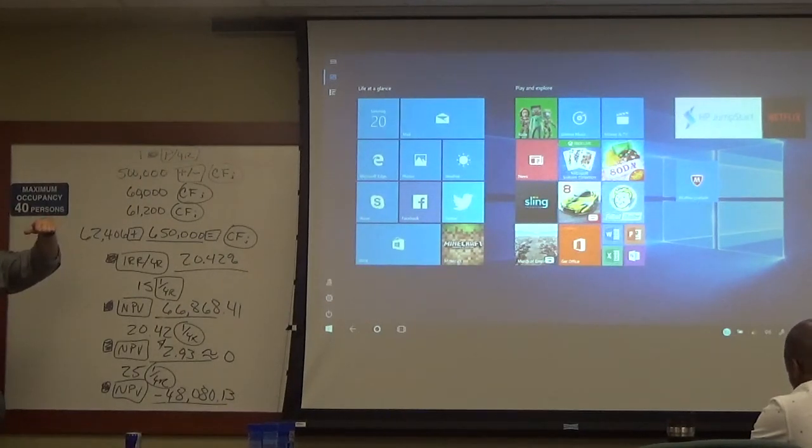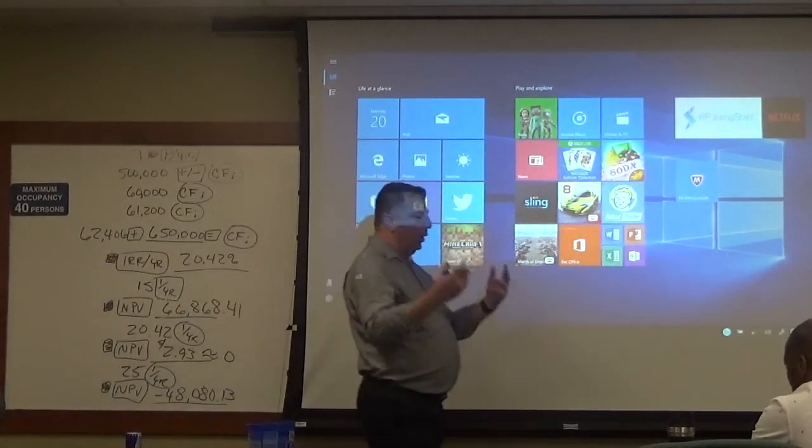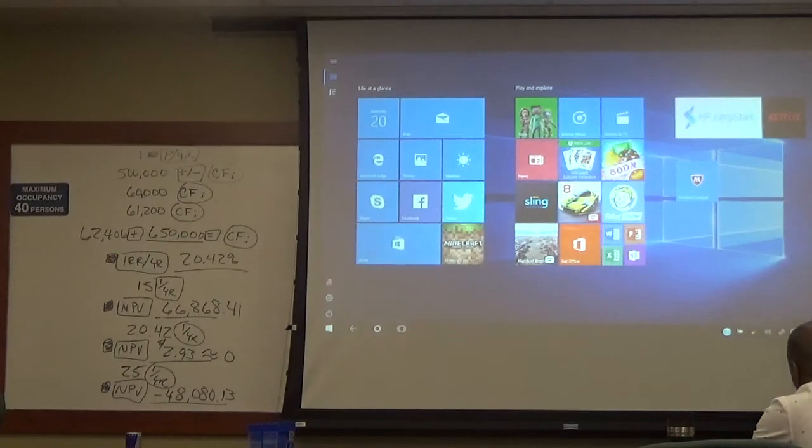Okay, does that make sense? All right, so that's the whole role of the net present value. It's a way to show you how much more you can spend on the property, or how much less you should spend on the property up front, whenever doing your analysis.